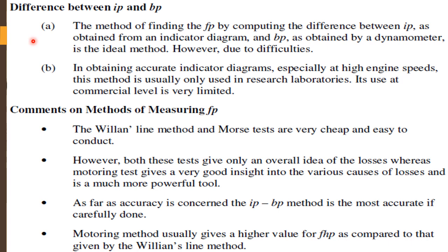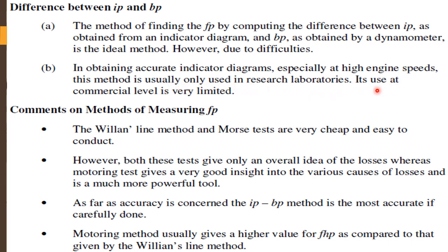And the fourth method is the difference between indicated power and brake power. Indicated power is generally available from the indicator diagram, and brake power is obtained from the dynamometer. So directly we go for IP minus BP, and that is the friction power. Because of the difficulty in obtaining an accurate indicator diagram, especially at high-speed engines, this method is usually only used in research laboratories.